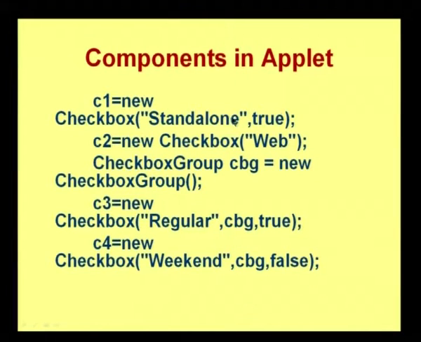Here standalone is a separate checkbox, and web is a separate checkbox. So it means that they never belong to a group. They will act as just a checkbox. Whereas here we have a checkbox group, so this will act as a radio button. We have 3 checkboxes which could be organized in one particular group, so any one of them could be true at a point of time.